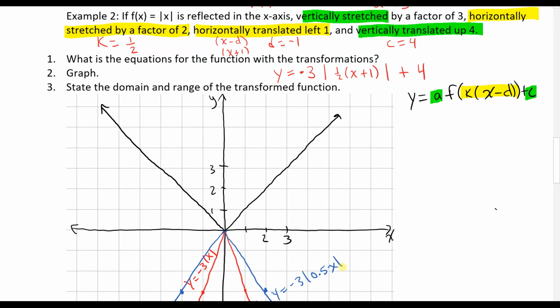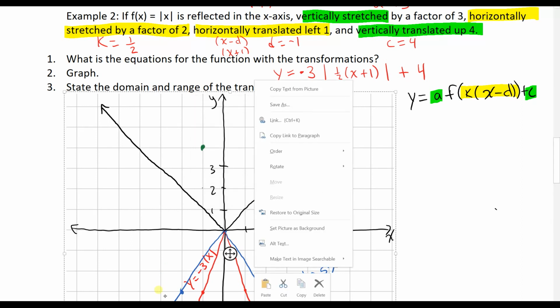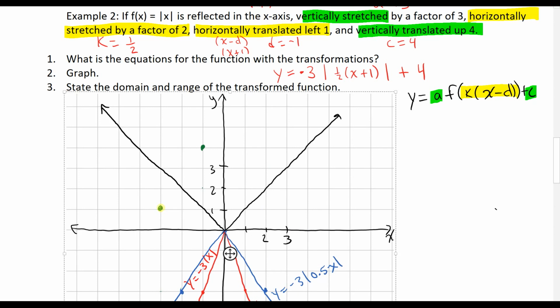Next are the translations, left 1 and up 4. I'm going to do that all together at the same time. You ready? Color. I'm going to go left 1 and up 4. Left 1, up 4. 1, 2, 3, 4. Left 1, up 4. This point, left 1, up 4. 1, 2, 3, 4.